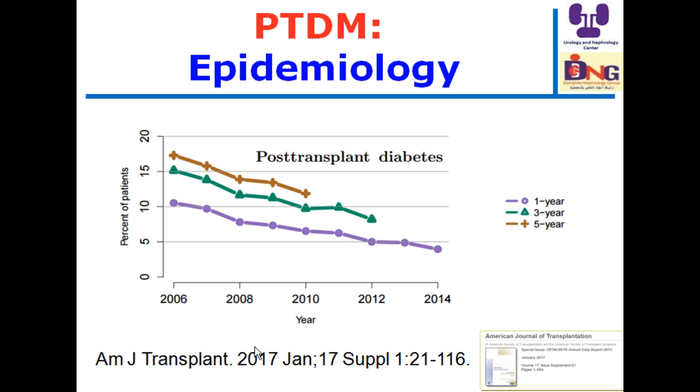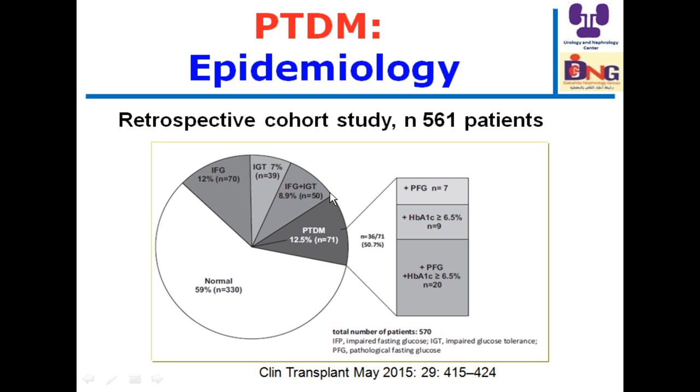If we look at the United States Renal Data System, this is a percentage of adult deceased donor kidney recipients who were non-diabetic at the time of transplantation and developed post-transplant diabetes. Post-transplant diabetes is reported on the transplant recipient follow-up form. And if you look here, this is the color code for diabetes during the first year, 3 years, and 5 years after kidney transplantation.